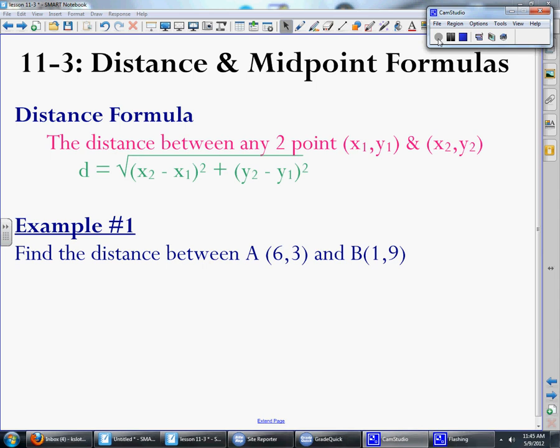Okay, get out your notebooks. Today's lesson is 11.3, the distance and midpoint formulas.